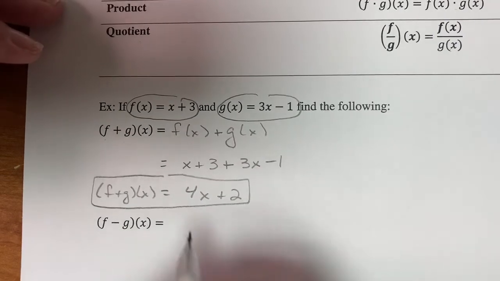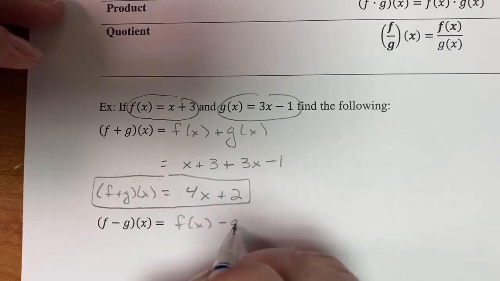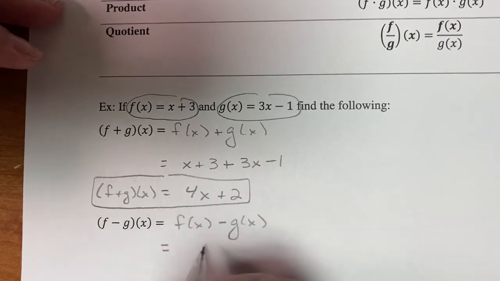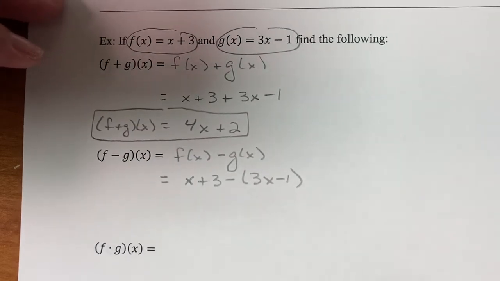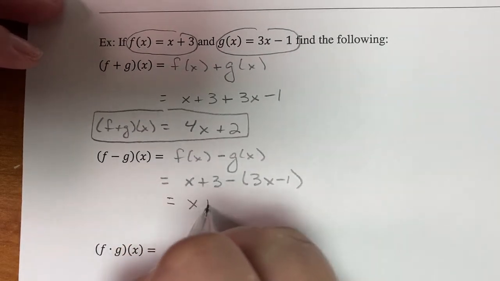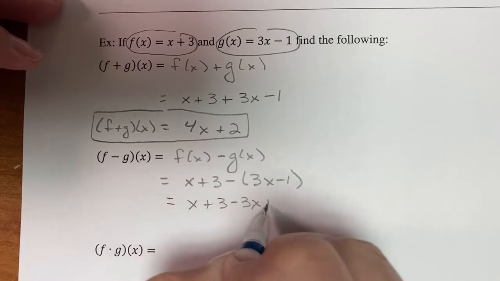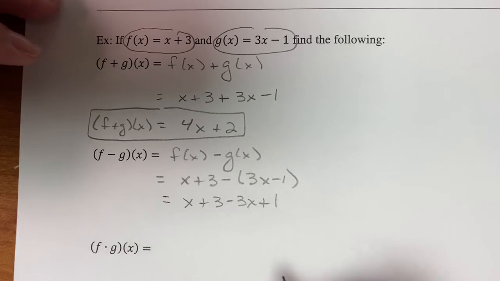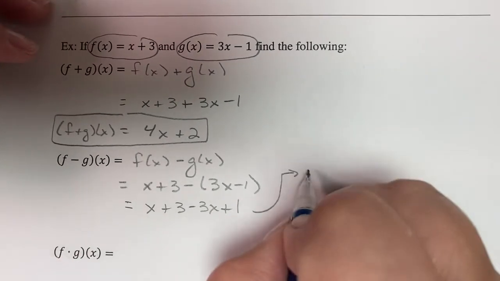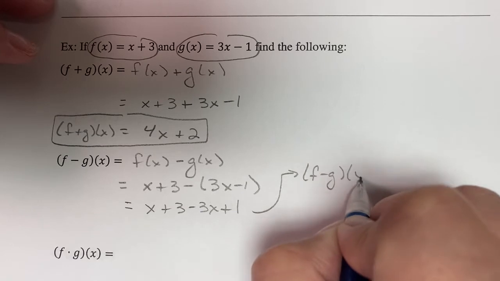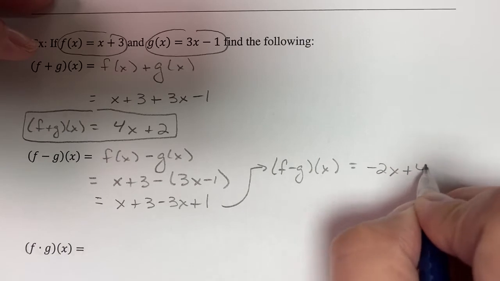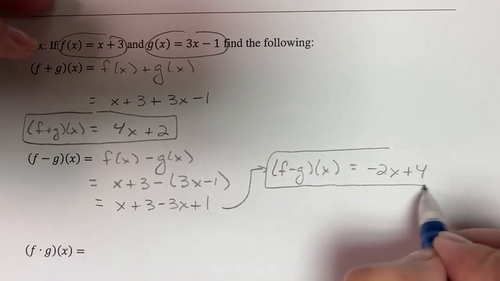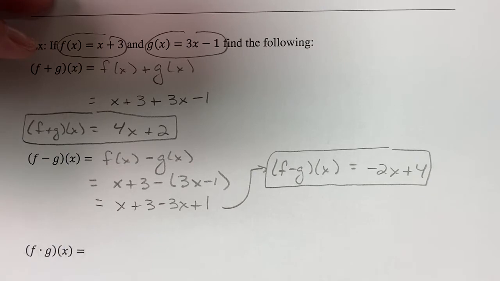Well, how do I subtract? Well, I'm going to take my f of x and I'm going to subtract my g of x, which is going to be x plus 3 minus, now we have to be careful here because I'm subtracting that whole function. Make sure you put it in parentheses, because I'm now going to distribute through the negative. And I'm going to go ahead and combine my like terms. So f minus g of x will be negative 2x plus 4. And there you go.